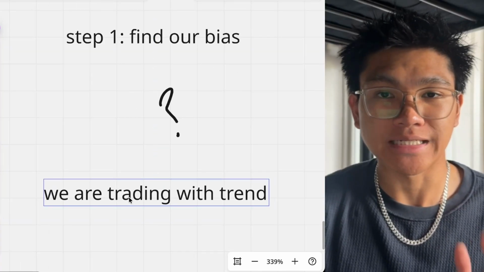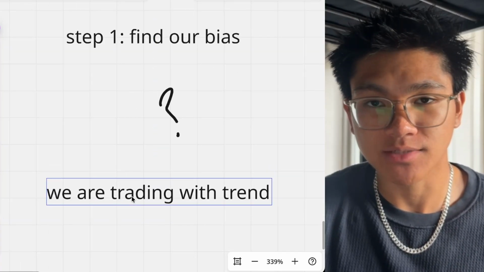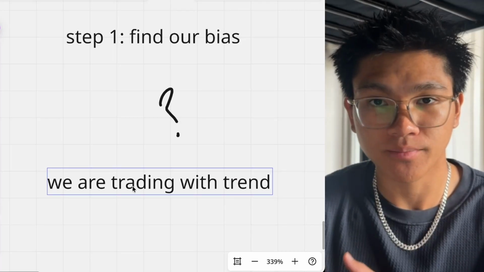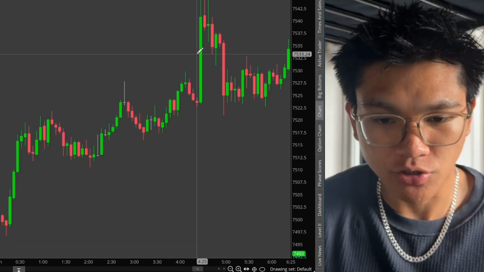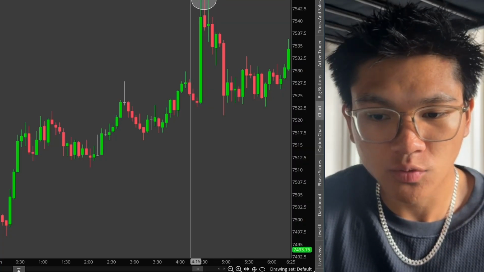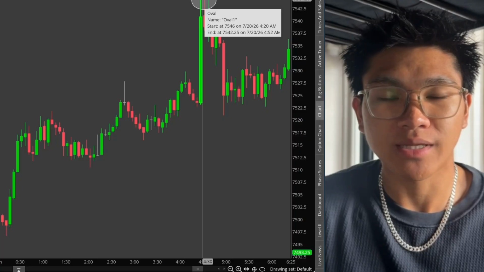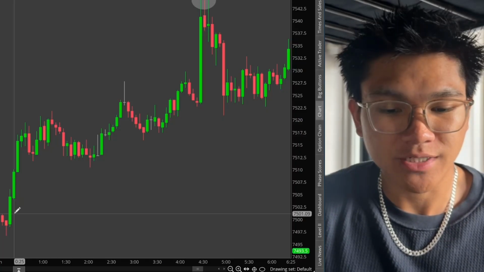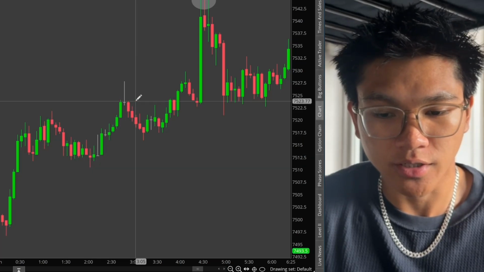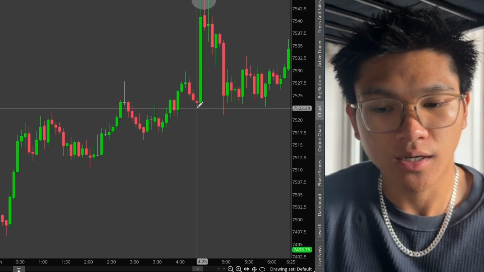So one thing that we want to keep in mind is that this setup is going to maximize probability of working out. So therefore, we are going to be trading with trend. So an example is looking at this 5-minute chart on ES. We can see that there is a recent high all the way up here. From there, we can assume that price is now bullish. Why? Because we can tell that price is trending higher with higher highs and then higher lows, higher highs, higher lows, higher highs, higher lows.